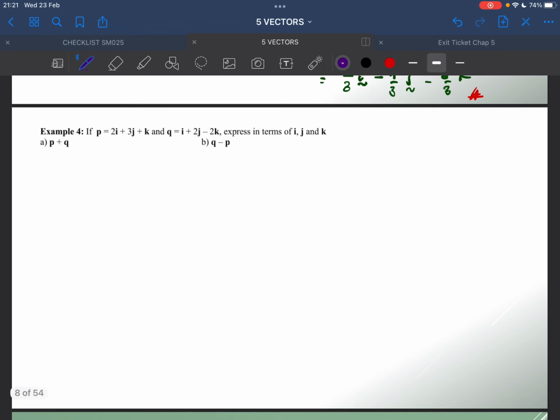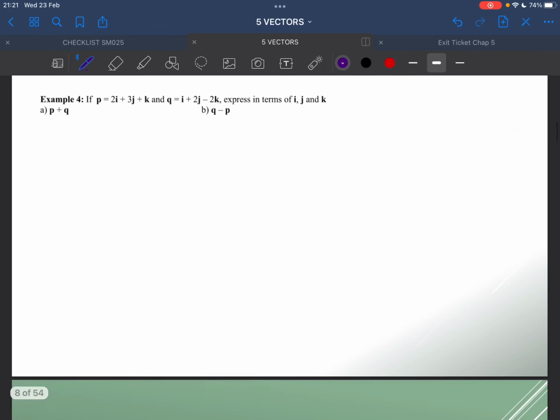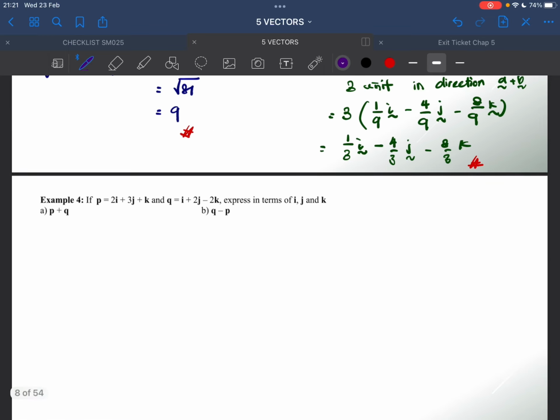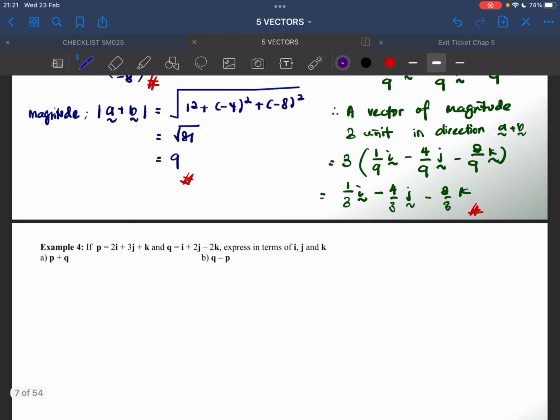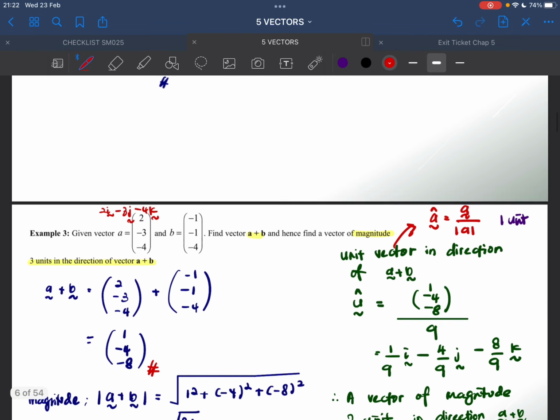Example 4 you can do by yourself, very easy, plus and minus there. That's it for 5.1. I'll give you the answer for example 4. We have 3i plus 5j minus k, and here is i plus j plus 3k. I'll see you guys in the next video for 5.2.